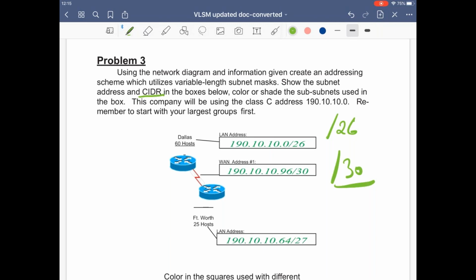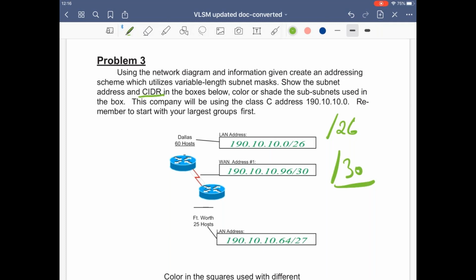And the broadcast ID for network 2 is 190.10.10.95. The subnet mask, or CIDR, is 27 because 3 bits are on for network 2. For network 1, only 2 bits are on. So the network 2 broadcast ID is 95.